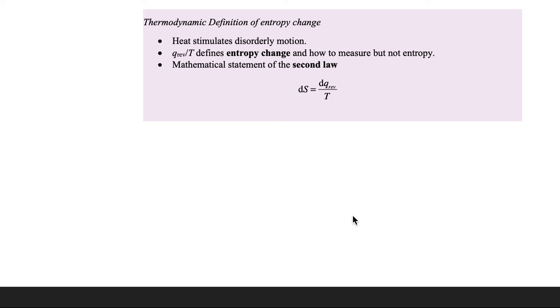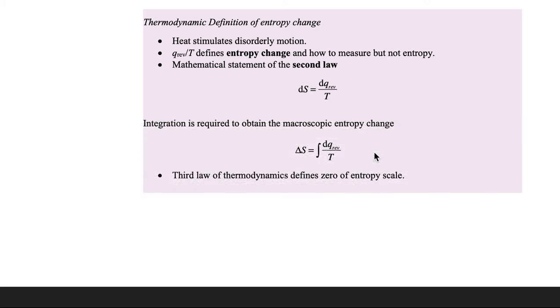The thermodynamic definition of entropy relies on heat, which stimulates disorderly motion. The heat evolved along a reversible path, q rev, divided by T, defines the entropy change and how to measure entropy, but not entropy itself. It does give us a mathematical formulation of the second law, dS equals dq rev divided by T. And so if we integrate, we can get the macroscopic entropy change.